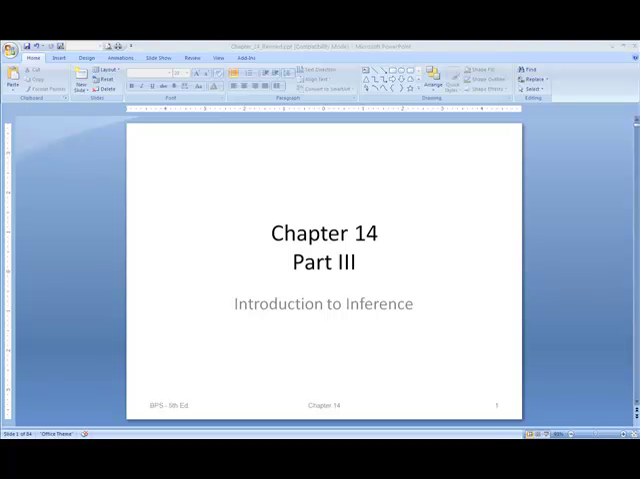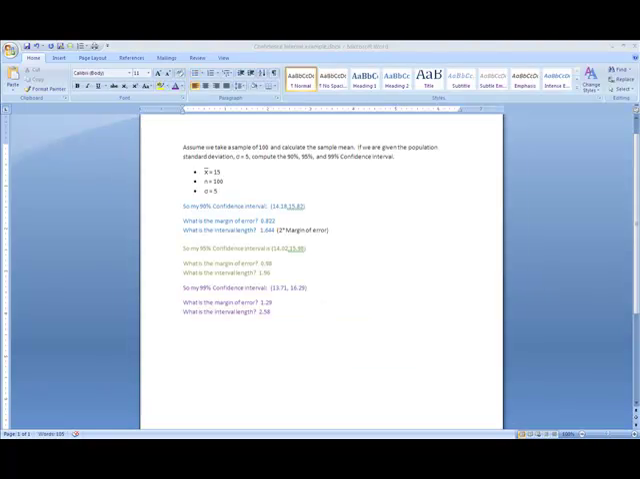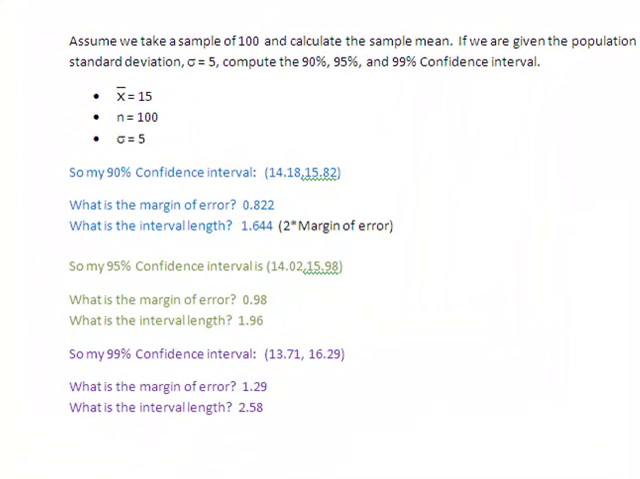Well, here we are on our third installment from Chapter 14 on the Introduction to Inference. We're going to continue with the particular example we were doing in the last installment, where we had the sample of 100. We were given the population standard deviation of 5.